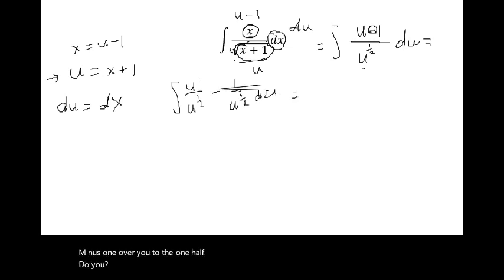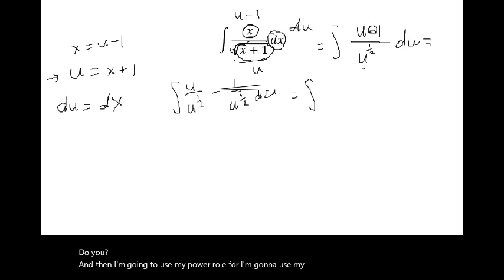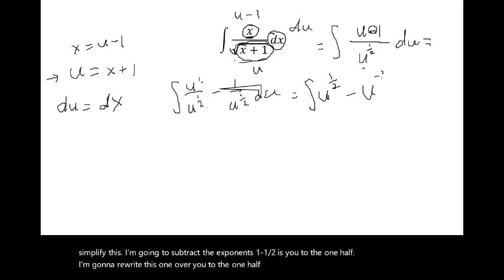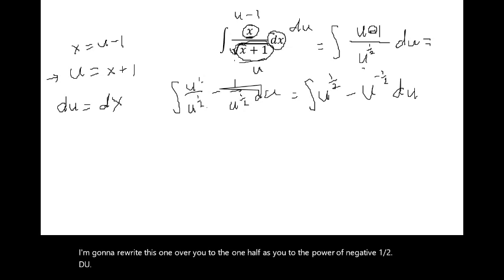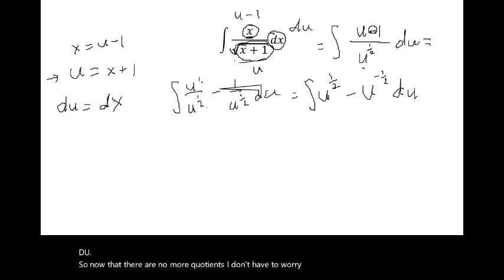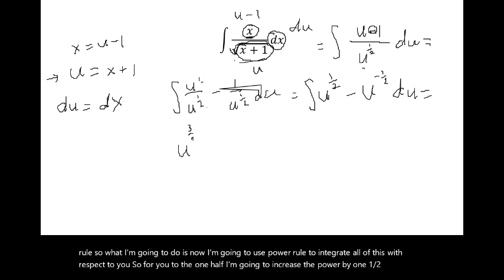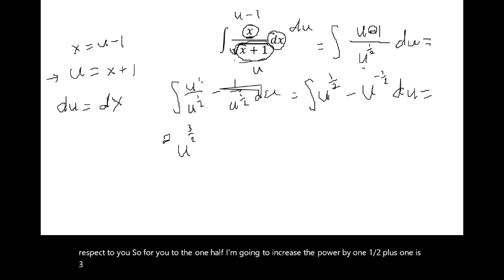And then I'm going to use my quotient rule for exponents to simplify this. So I'm going to subtract the exponents. 1 minus 1/2 is u to the 1/2. I'm going to rewrite this 1 over u to the 1/2 as u to the power of negative 1/2 du. So now that there are no more quotients, I don't have to worry about there not being a quotient rule. So what I'm going to do is now I'm going to use power rule to integrate all of this with respect to u. So for u to the 1/2, I'm going to increase the power by 1. 1/2 plus 1 is 3/2. Dividing by 3/2 is the same as multiplying by 2/3.